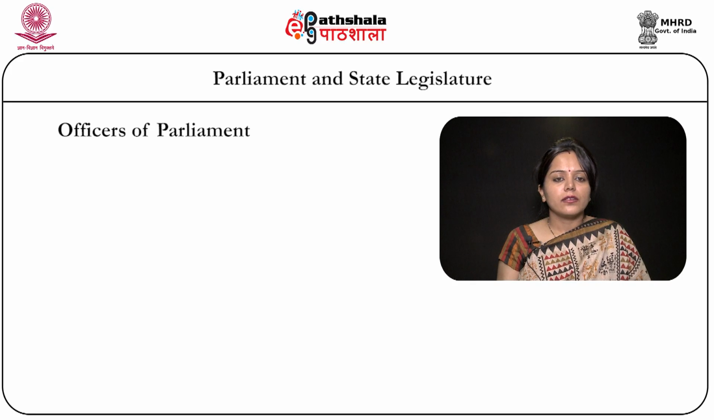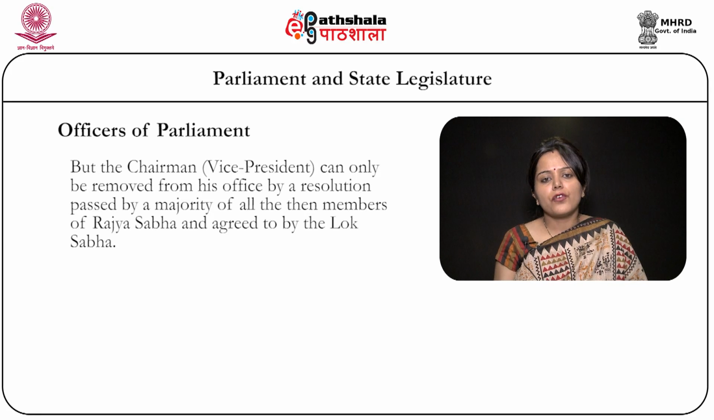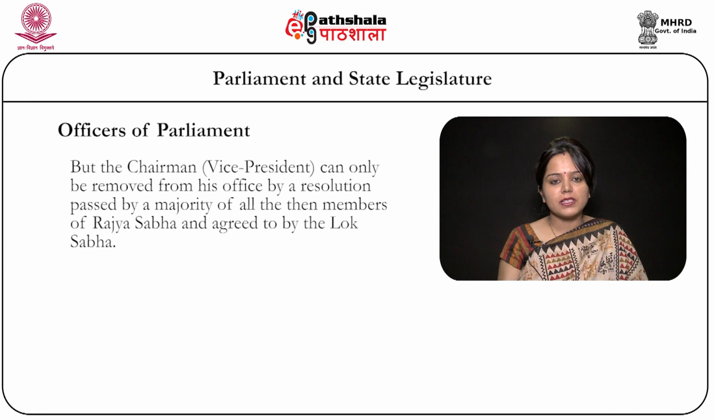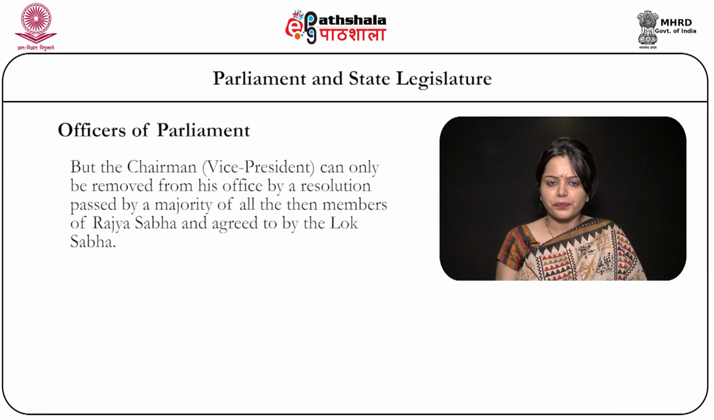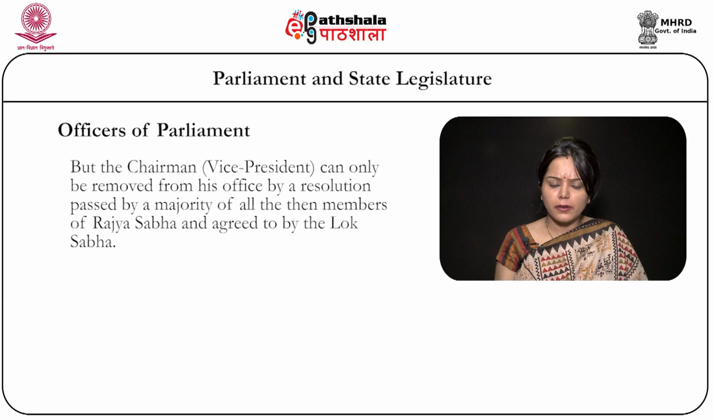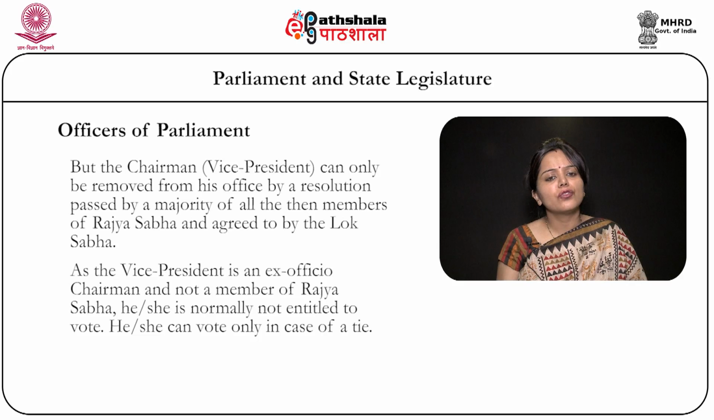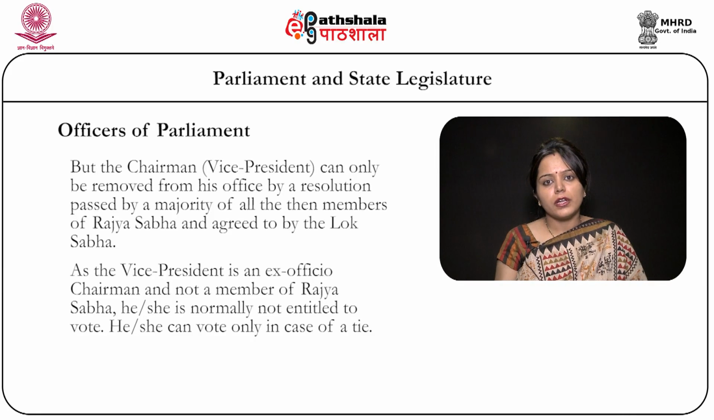Now, the Vice President can only be removed from his office by a resolution passed by a majority of all the then members of the Rajya Sabha and agreed to by the Lok Sabha. Here I am explaining the removal procedure of the Vice President, and as the Vice President is an ex officio chairman, again I am emphasizing he is not a member of the Rajya Sabha and he is normally not entitled to vote. He or she can only vote in case of a tie.